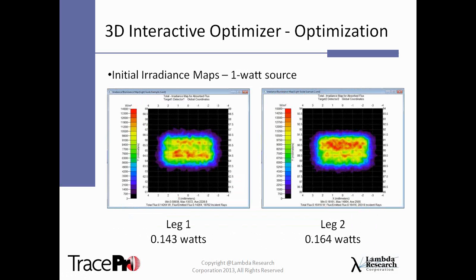Now if I run this model as is, and I'm using just a 1-watt source, we can see on leg 1 we have 0.143 watts, leg 2 0.164 watts. So roughly just a little bit over 0.3 of a watt, or just over 30% efficient. And the uniformity between the two is not too bad, probably plus or minus 5% or so. But we'd like to see, can we actually improve that efficiency? I'd like to see more light actually getting out of this light guide.